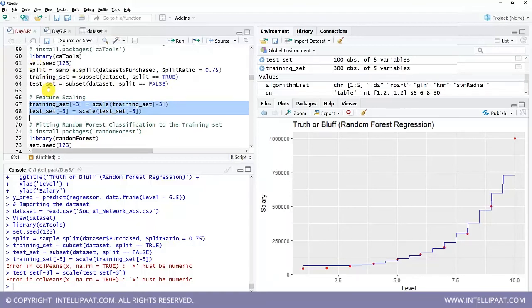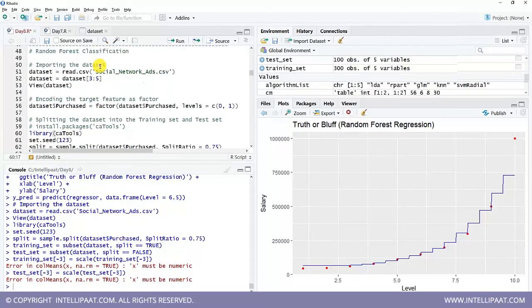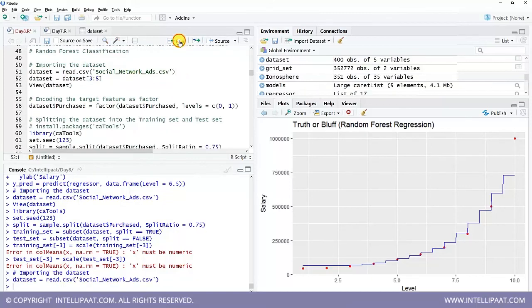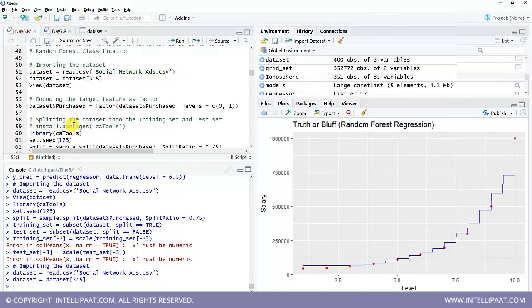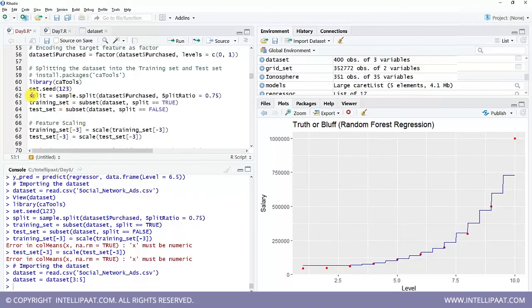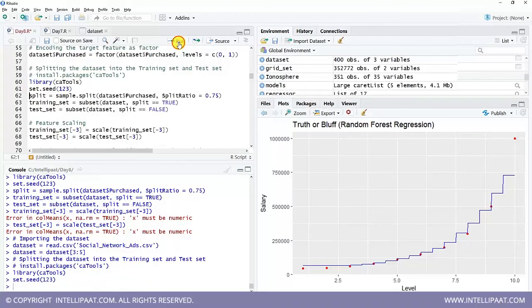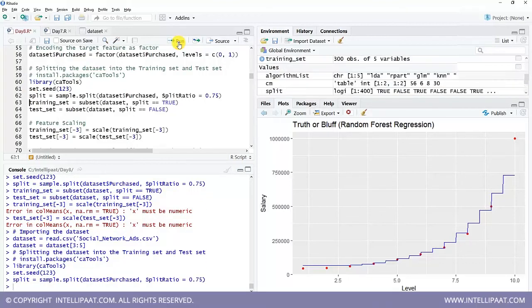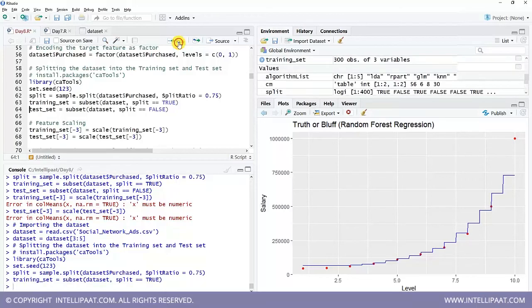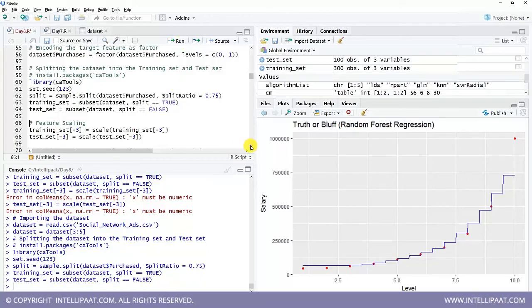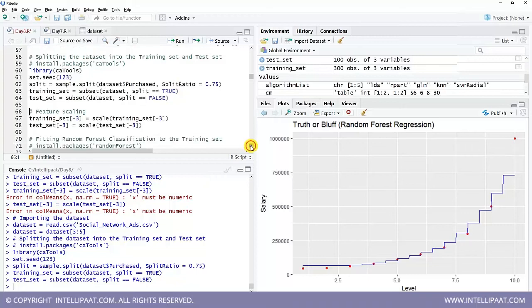Again, have we executed all the commands? Okay, let's start from the beginning. Load the library, set the seed, split the training set and test set. Now we don't scale.